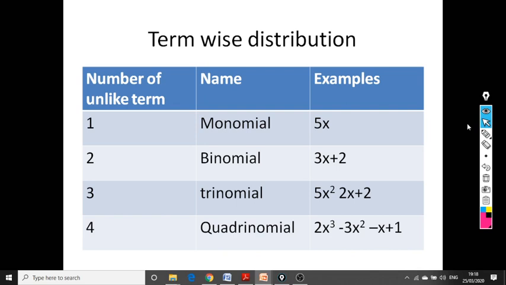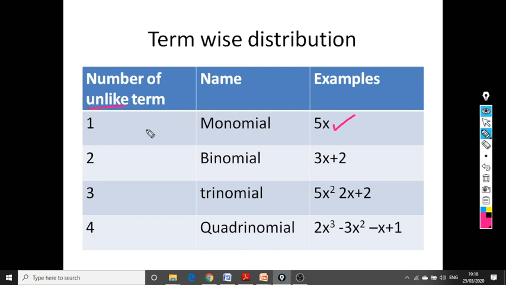In term-wise distribution, we have to check the number of terms of polynomials, the number of unlike terms. Here I specify unlike terms. If a polynomial contains one term, it is known as a monomial. Now here is the example: 5x, it contains one term, that is 5x. So this is the example of a monomial.